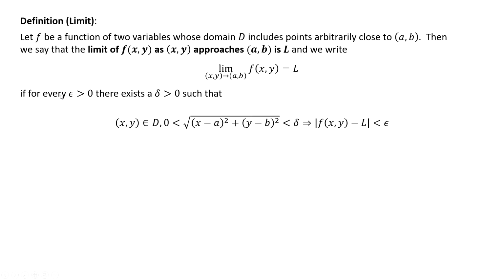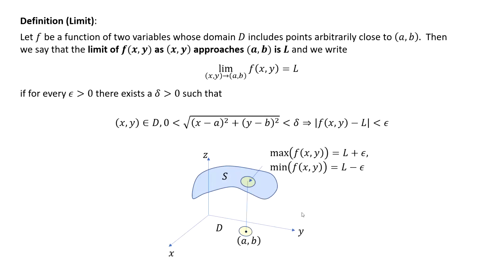So we would say that this limit exists if for every epsilon you can find a radius delta such that all the points inside the circle with that radius delta, center a, b, are such that the absolute value of f of x, y minus L would be less than whatever epsilon you pick. This is the precise definition of limit for multivariable, for two variables at least, a function of two variables.